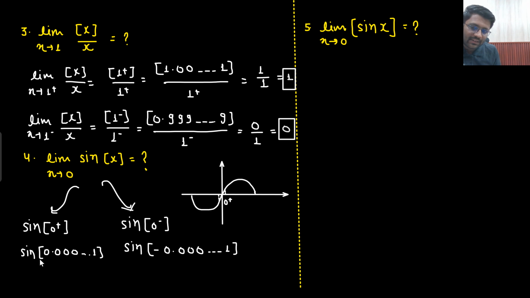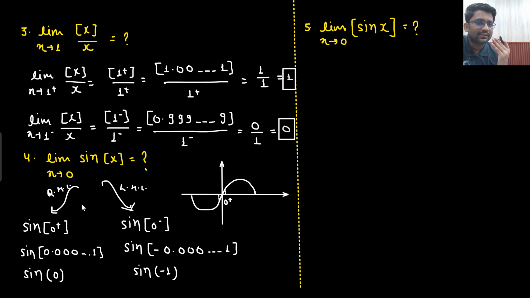Now what will this greatest integer function do? 0.00001 will be equated to sine 0 only. And what will this be equated to? This will be equated to sine of minus 1. Say yes or no? What is the meaning of 0 plus? Here I am finding the right hand limit, and here I am finding the left hand limit. I just changed the notation, nothing else.